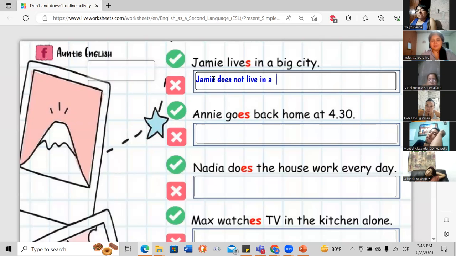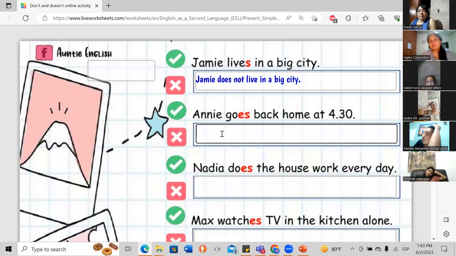Jamie does not live in a big city. Right? Okay, number two. Yanira, how are we going to make this sentence negative?